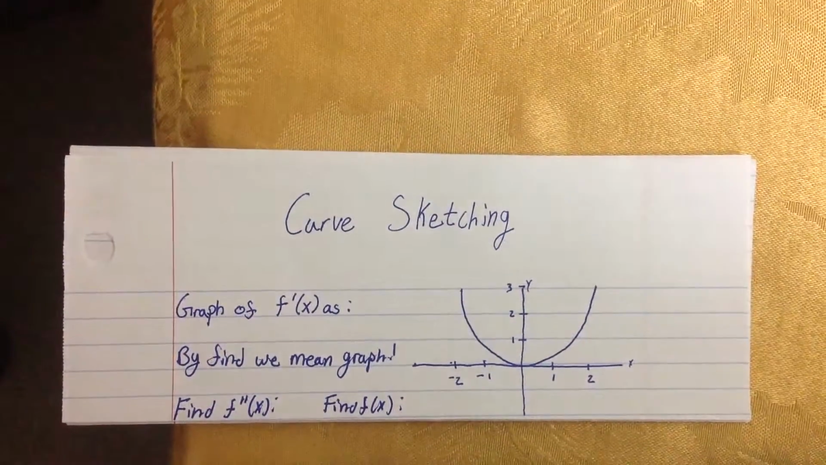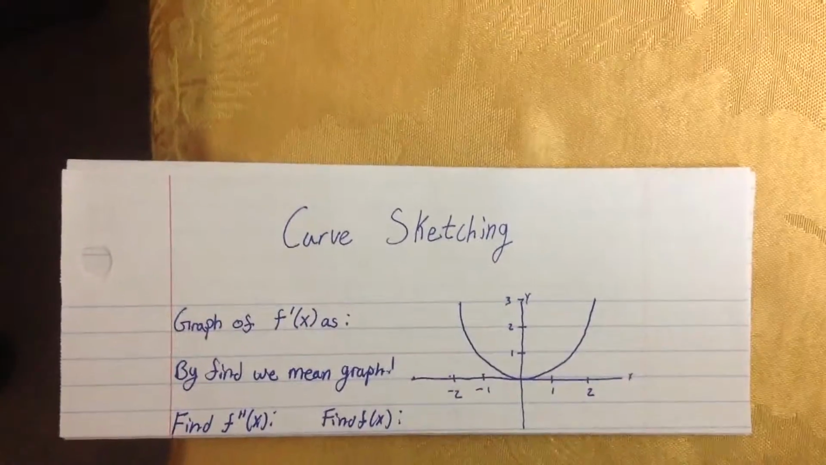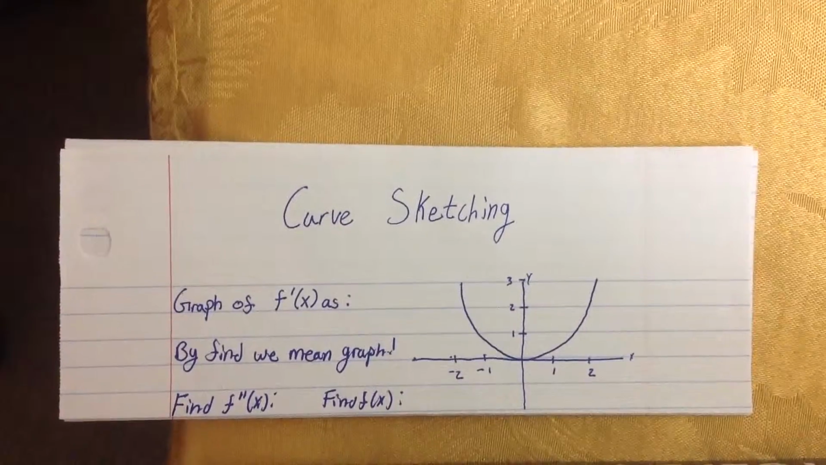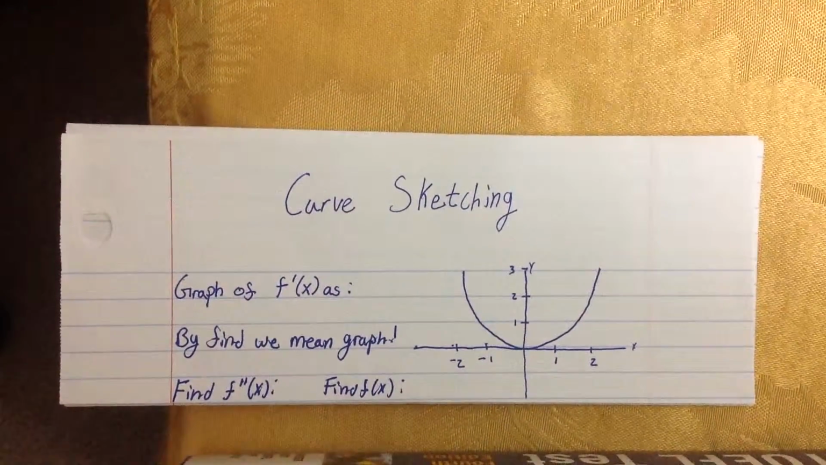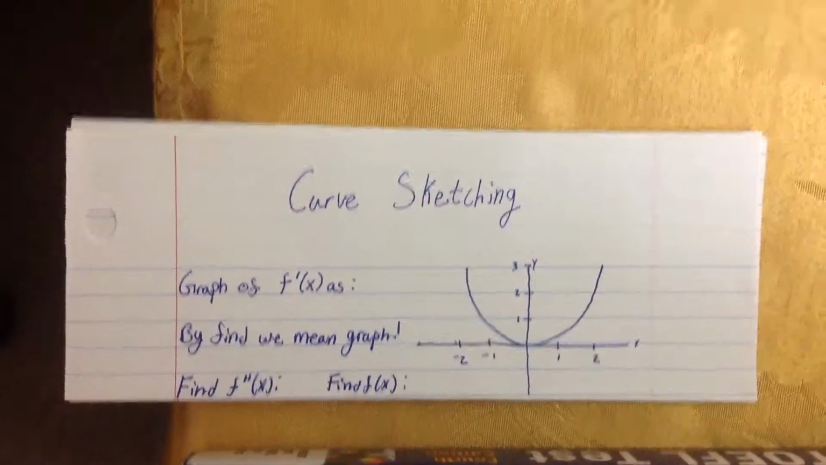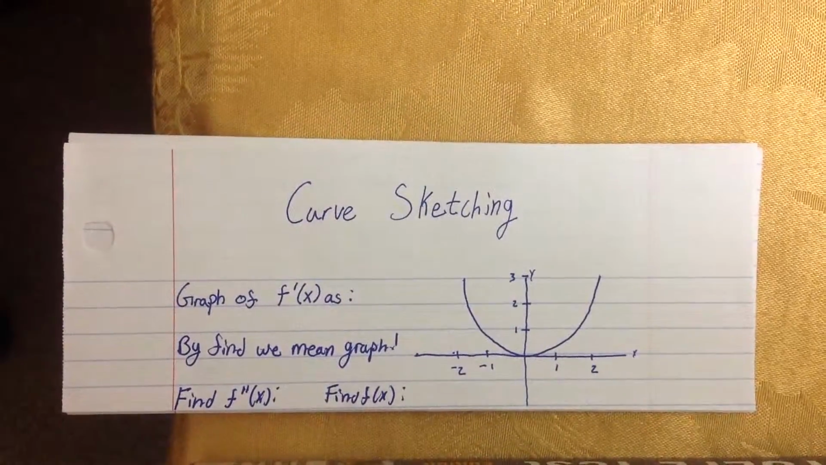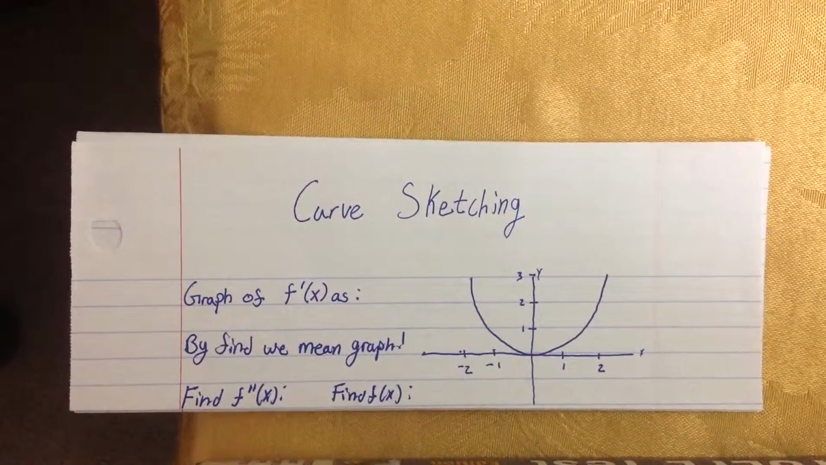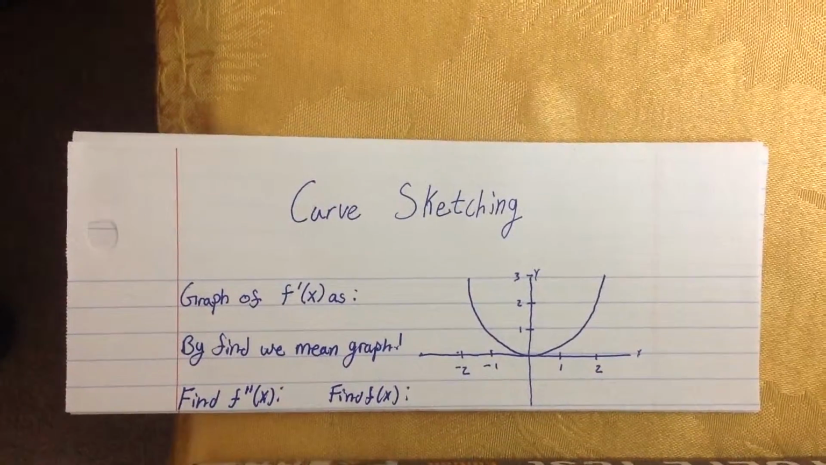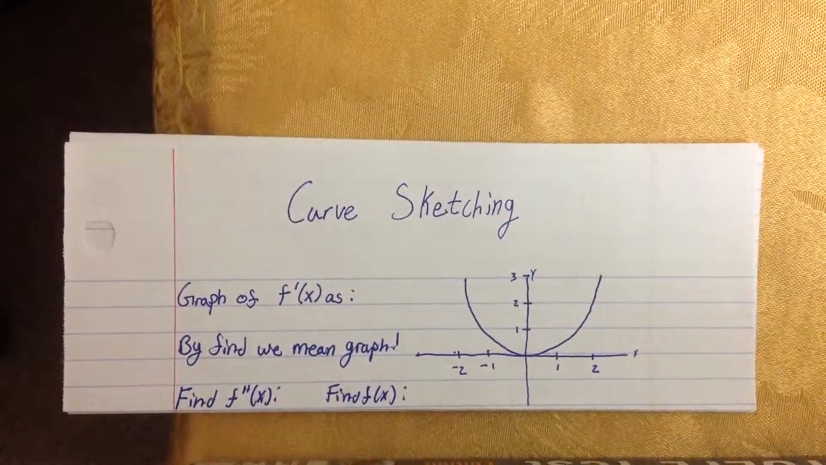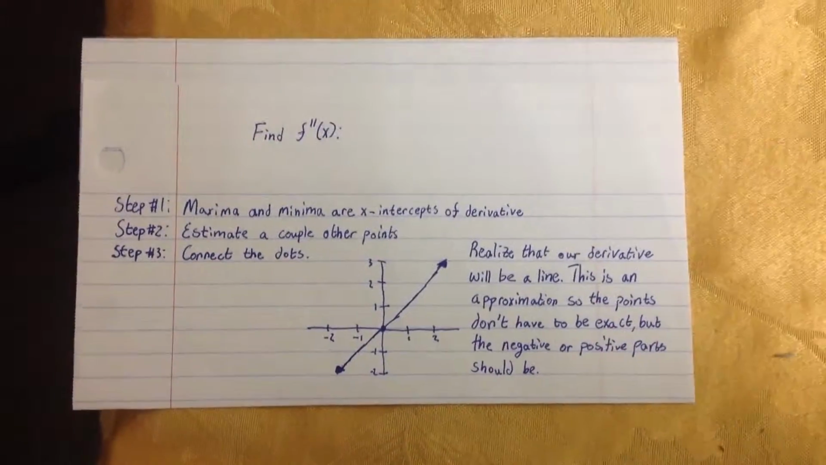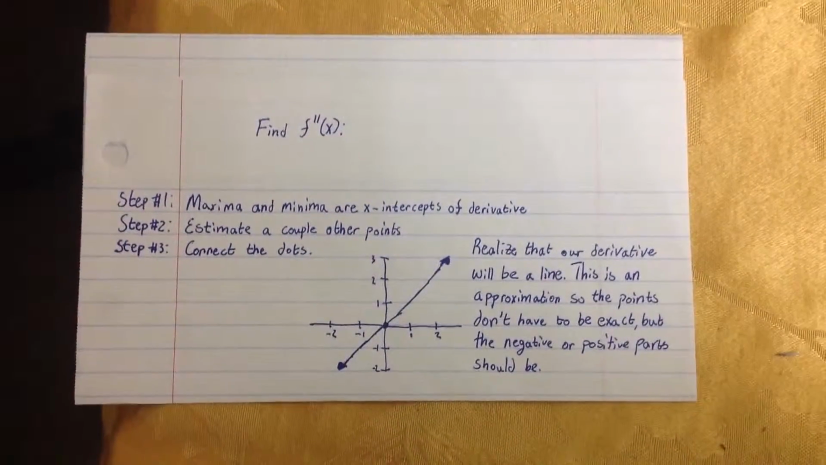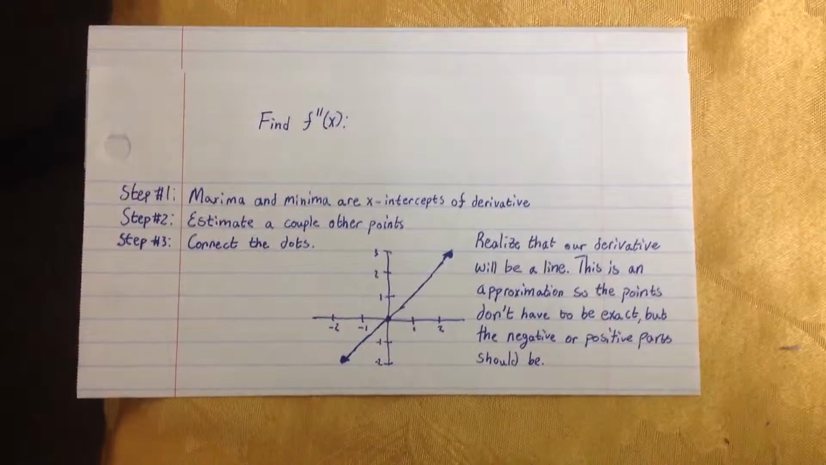Okay, so today we're going to talk about curve sketching, and in this lesson we're going to talk about when they give you a graph and you have to find the derivative, and you have to graph the derivative of that, and you have to graph the normal function or the antiderivative graph. Okay, so we're going to look at the derivative of the before graph that we had.